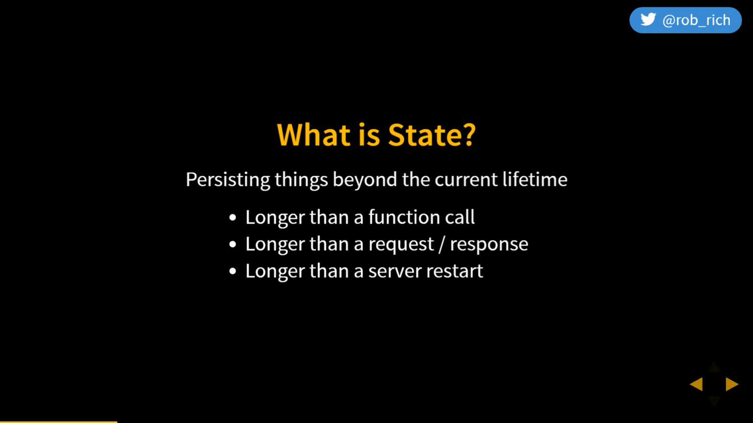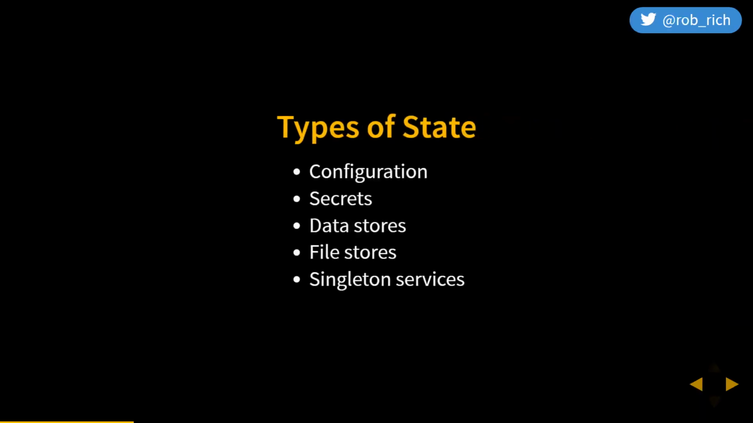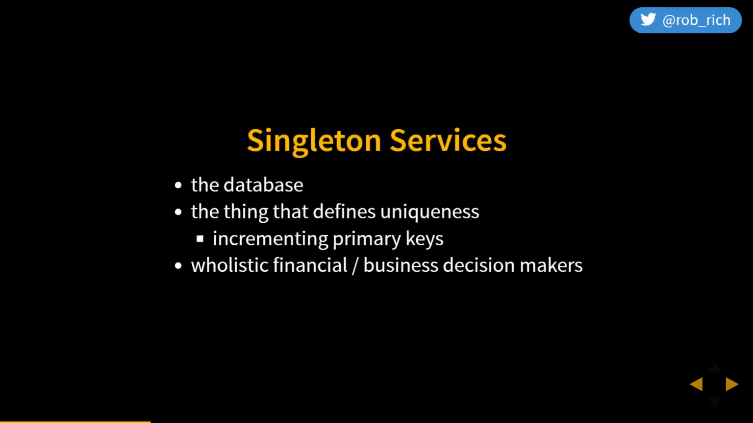Each of these are instances of places where we need to live beyond the current lifecycle, the current request, the current function call, beyond the current scope. So in Kubernetes, we'll see lots of different instances of this. We'll look at 5 major mechanisms here. We will look at configuration, secrets, data stores, file stores. We kind of talked through each of those scenarios already. And let's also look at singleton services. Let's double click in there and learn some more about that.